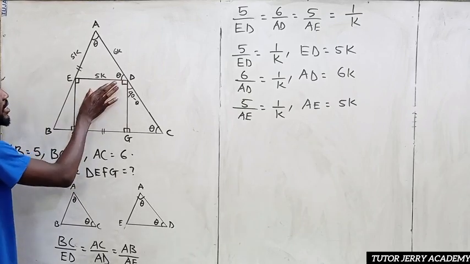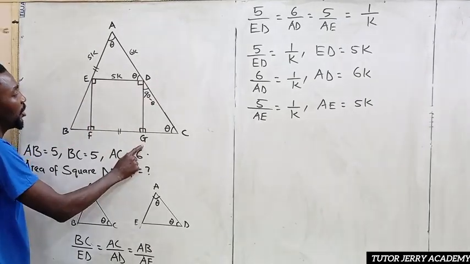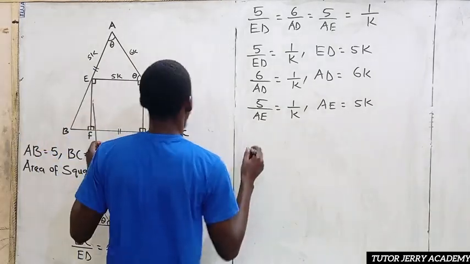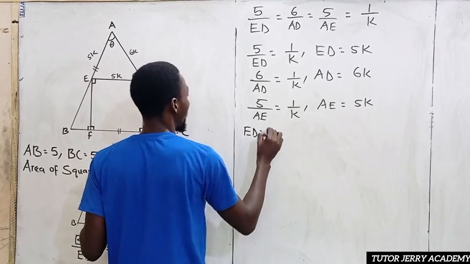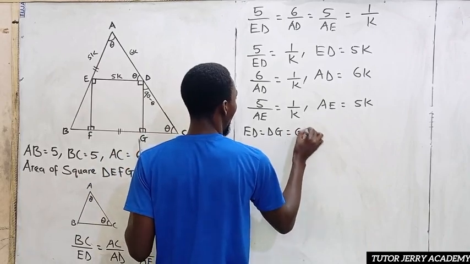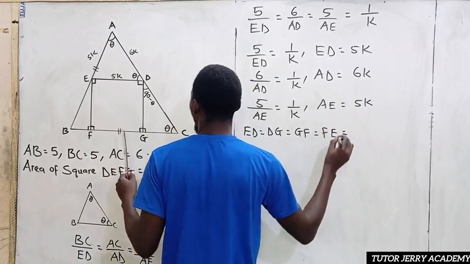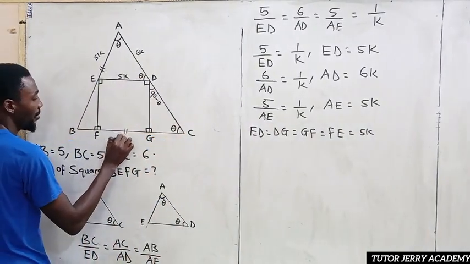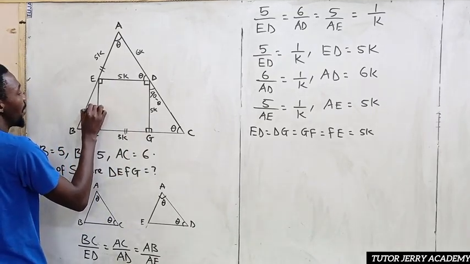And ED is 5k. It means that ED will be equal to DG, which will be equal to GF, which will be equal to EF. So we can say that ED will be equal to DG, which will be equal to GF, which will be equal to FE, and everything will be equal to 5k. Alright, so the meaning of this is we are going to have 5k here, 5k here, and here too we are also going to have 5k.